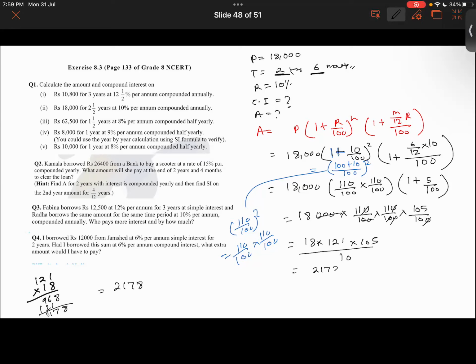2178 multiplied by 105 now. Okay, so multiply it with 105. Quickly tell me. It will be 0, 9, then 8, then 0, then 1. Okay. So we are getting how much? 0, 9, 8, 8, 16, then 8, then again, this should be written here, 1 and 2.